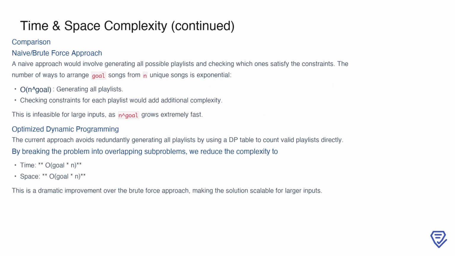Let's compare this optimized approach with a naive or brute force method. In a naive solution, we would attempt to generate all possible playlists and then check which ones satisfy the constraints. The number of ways to arrange goal songs from n unique songs grows exponentially, leading to a time complexity of O(n^goal). Additionally, verifying the constraints for each playlist would add even more complexity, making this approach completely impractical for large input sizes.